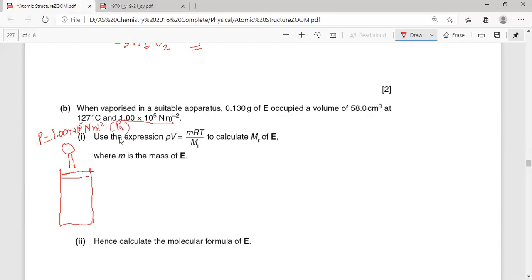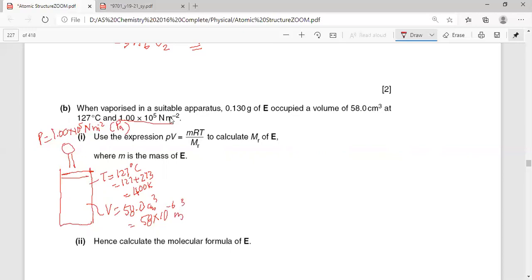Now you do your physics, right? Temperature: 127 degrees centigrade. Change to Kelvin straight away. 127 plus 273 equals how much? Normally it's about some 100. 10 carry 1, 400 Kelvin. What else? Volume is given: 58.0 cm cubed. Change to meters: 58 times 10 to the power minus 6 meter cubed.